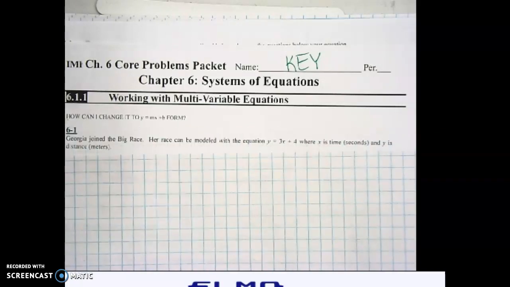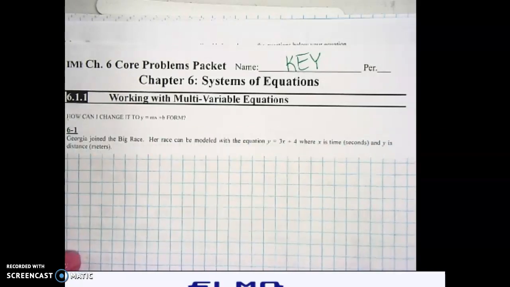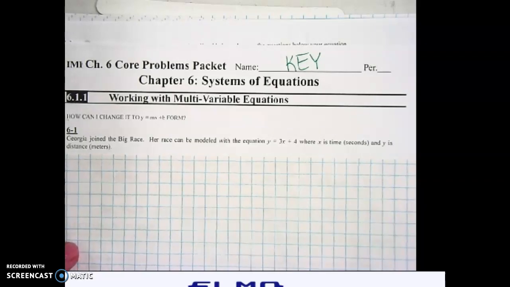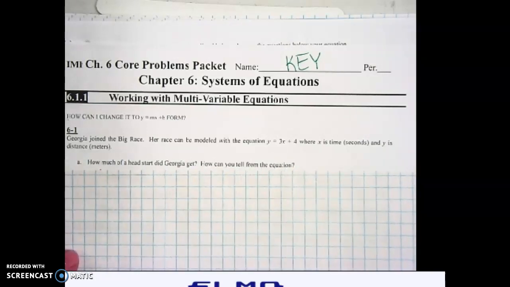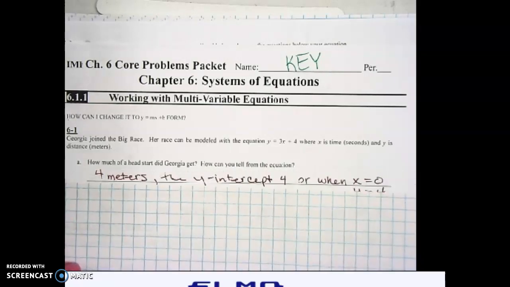All right, question 6.1 says, Georgia joined the big race. Her race can be modeled with the equation y equals 3x plus 4, where x is the time in seconds and y is the distance in meters. Question A says, how much of a head start did Georgia get? Does anybody know by looking at the equation? What do you think? 4, right? So you're going to write down 4 meters. Georgia got a 4-meter head start.